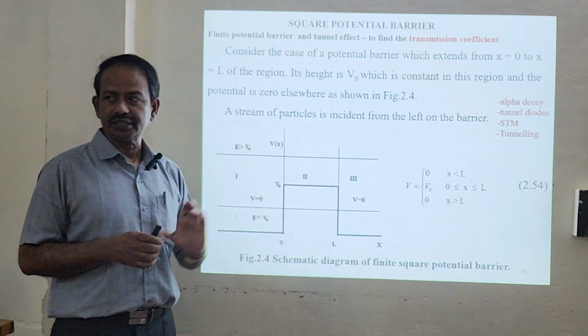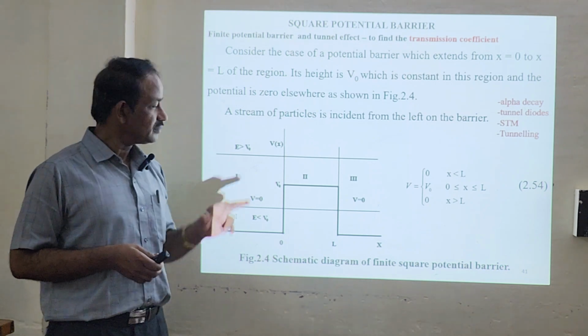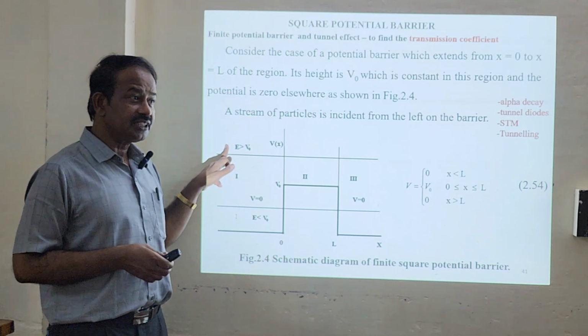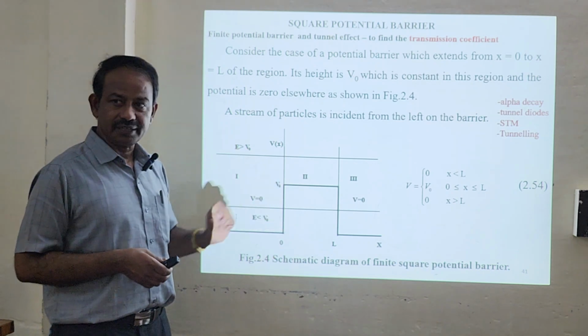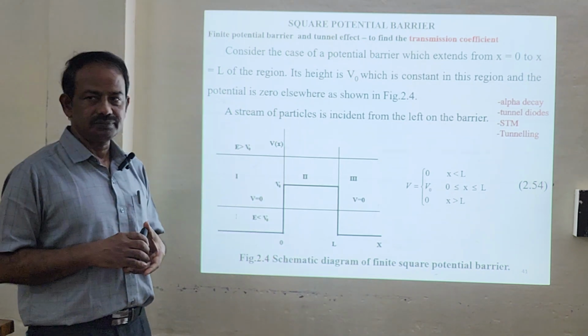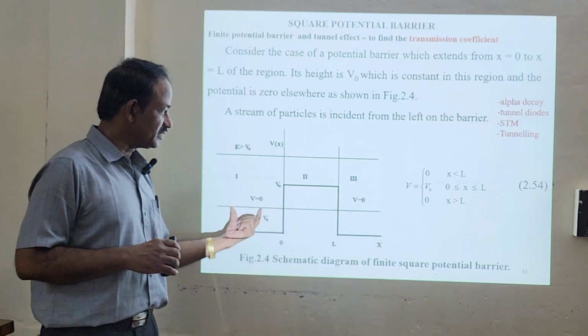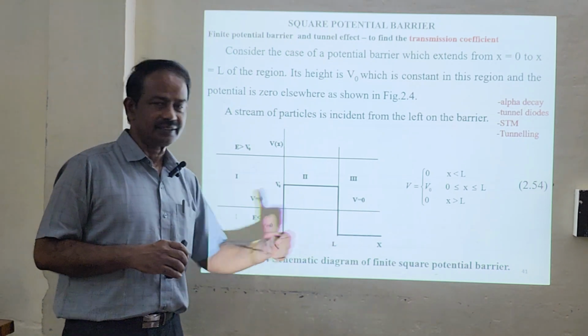So a stream of particles is coming from left to right. There are two cases: where the energy of the stream of particles is greater than your potential barrier, and where it is less than your potential barrier. So there are two cases which we are going to discuss. There are three regions: the first region, the second region, and the third region.